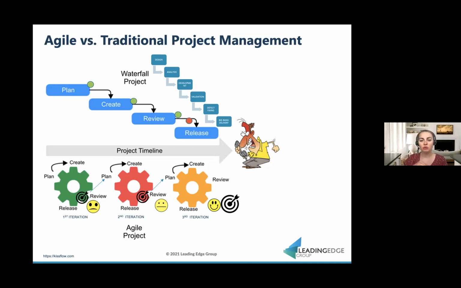I mention here, which I forgot to mention with the previous slide, that my background is in traditional project management, so I do know both worlds. And lots of what I present here is based on my experience as well.